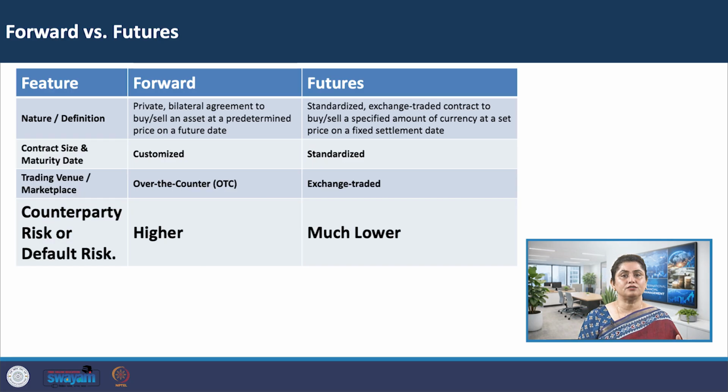In a forward contract, there is always the possibility that one party may fail to honor the contract. Since it is a private agreement, the other party depends entirely on the creditworthiness of the counterparty. Suppose a company enters into a forward contract with the bank. If either party fails to honor the contract, the other party may face losses. In a future contract, the risk is much lower because the clearing house stands between the buyer and the seller. The clearing house guarantees settlements and ensures that both parties fulfill their obligations. Therefore, future contracts are considered much safer from the perspective of default risk.